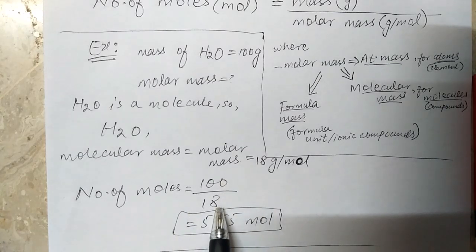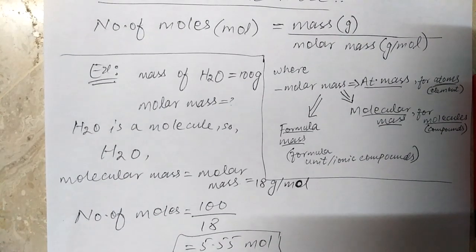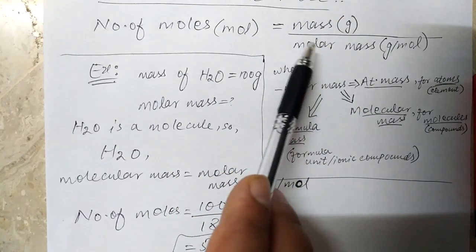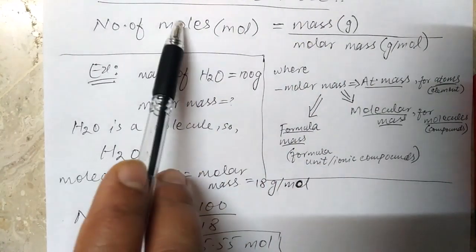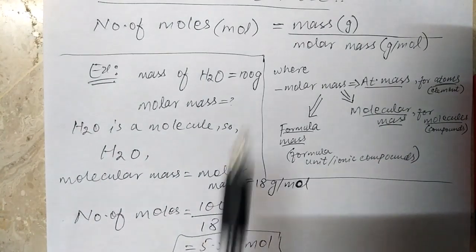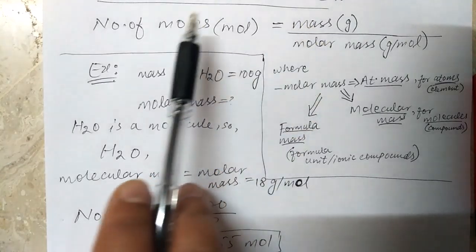100 divided by 18. Calculated answer आता है 5.55 moles. So this is how you convert mass of a substance into moles of a substance. This formula can also be used vice versa, meaning if you have moles of a substance and you want to calculate its mass, you can simply multiply it with molar mass by cross multiplying. This formula can be used in two ways: to convert moles into mass, okay, or to convert mass into moles.